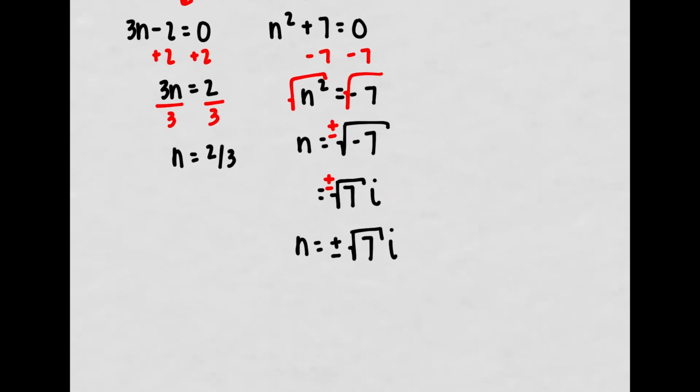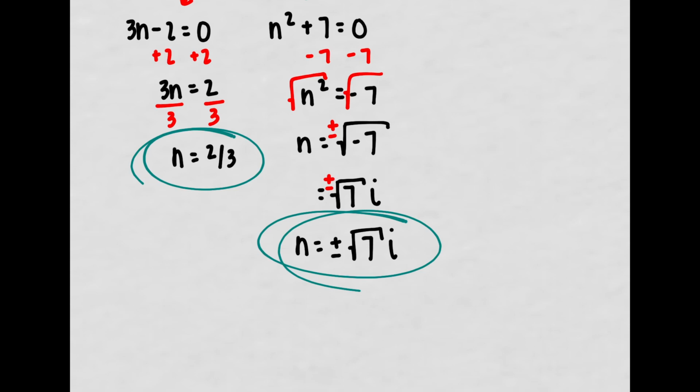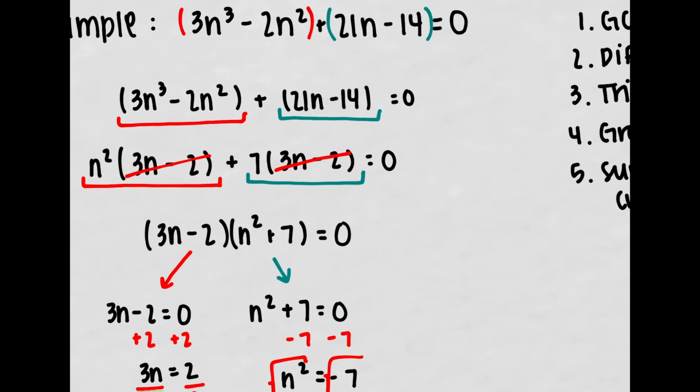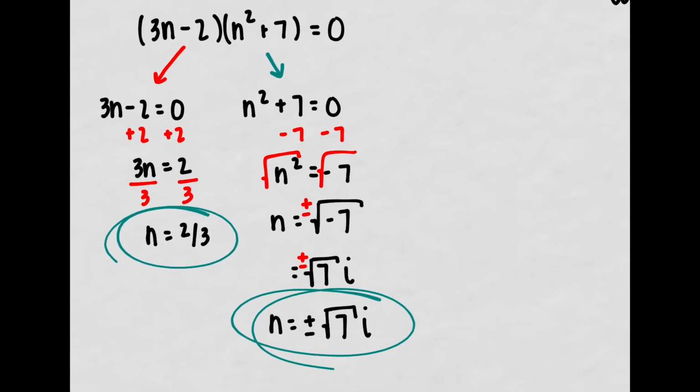So technically I have one answer here with the 2/3, and then I have 2 answers in the second one. When I look at my original problem, my highest exponent I had was a cube or a 3, so that tells me that I should be having 3 answers in the end.